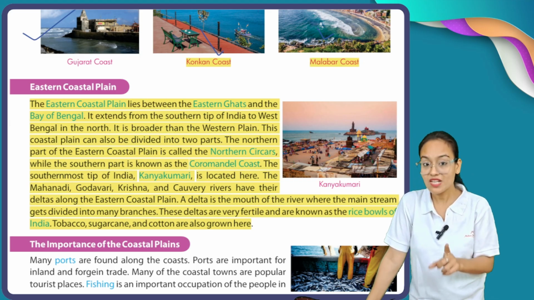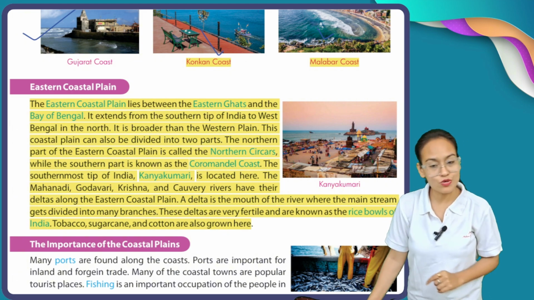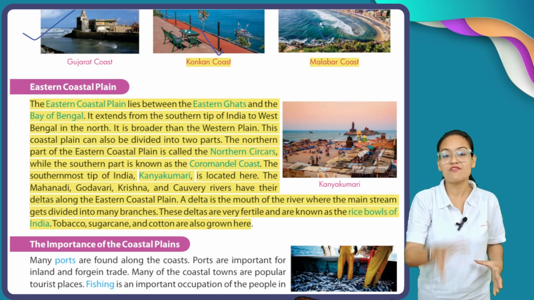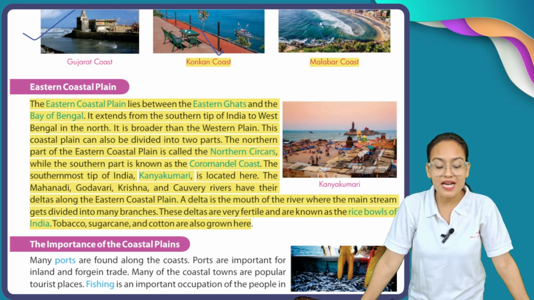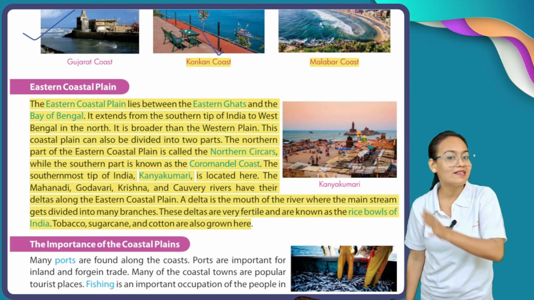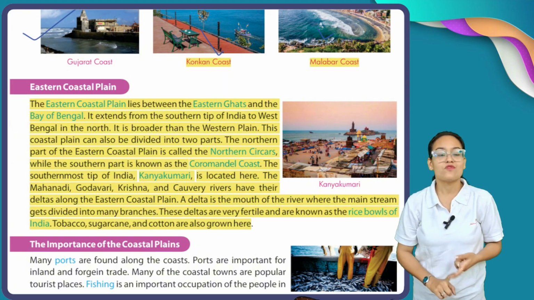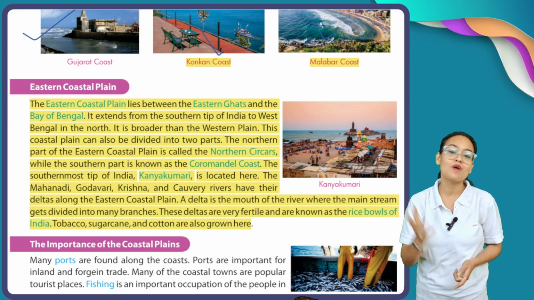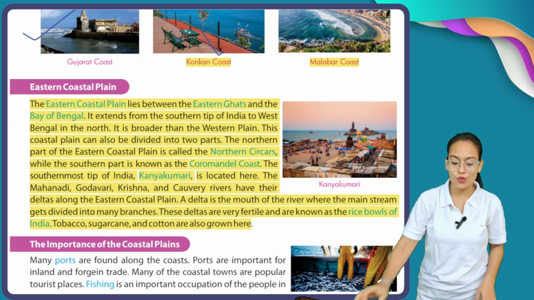Similarly, the rivers of South India, Mahanadi, Godavari, Krishna and Kaveri, are all major rivers of South India. Godavari is also called the Ganga of the South. All these major rivers form deltas. These deltas are very fertile and are known as the rice bowls of India. The delta regions formed by these rivers are famous for the cultivation of rice. Tobacco, sugarcane and cotton are also grown here.